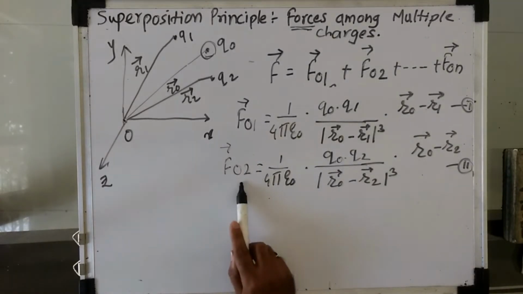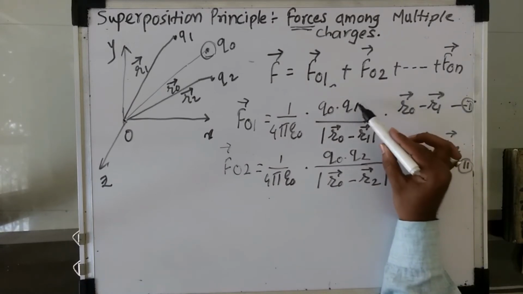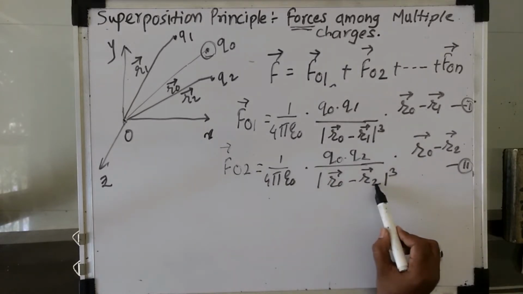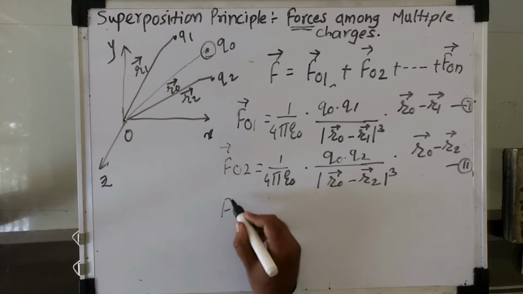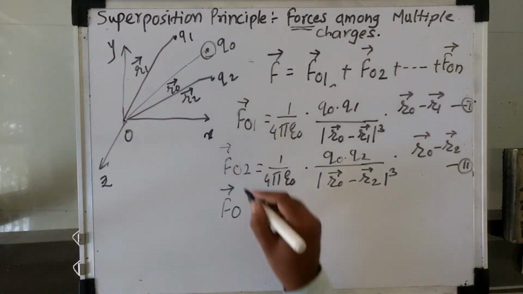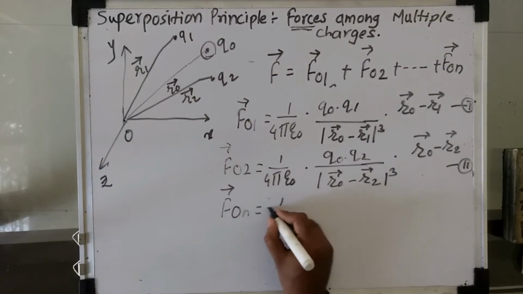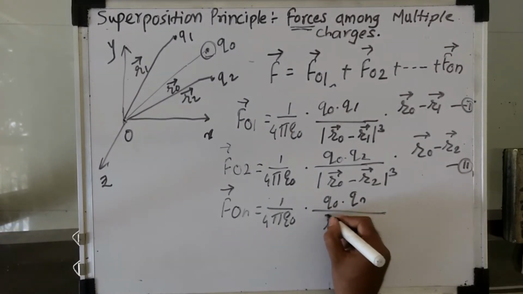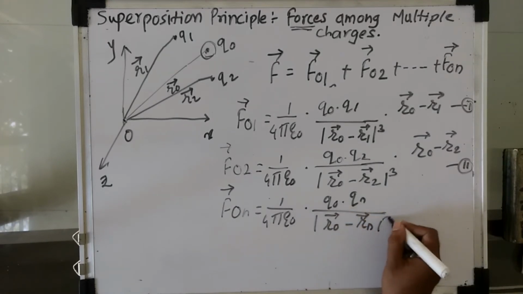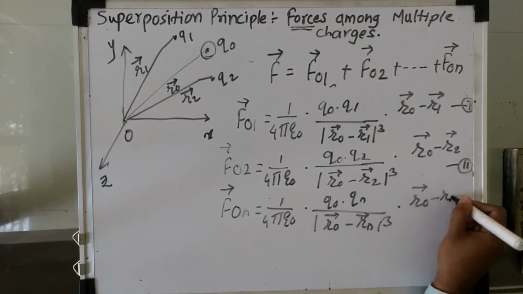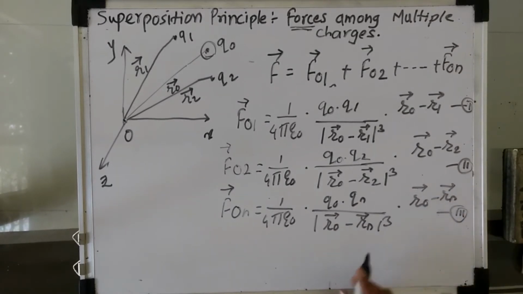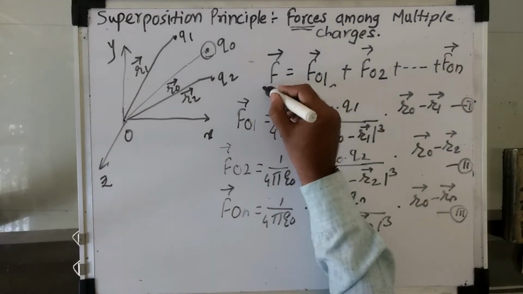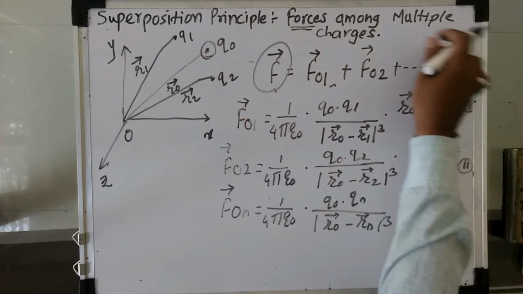Now see here, look at both equations. What is changing? The charges q1 and q2 are changing, and here also the position vectors r1 bar, r2 bar. So if I am considering the force acting on q0, if there are n number of charges, then the nth force is equal to 1 upon 4 pi epsilon 0 multiplied by q0 into qn divided by the modulus of r0 bar minus rn bar cubed, multiplied by r0 bar minus rn bar. So this will be equation number 3. If I am performing the vector addition of all these forces, then that will give me the force acting on q0 due to all these individual charges.